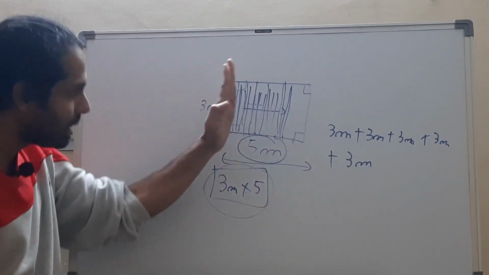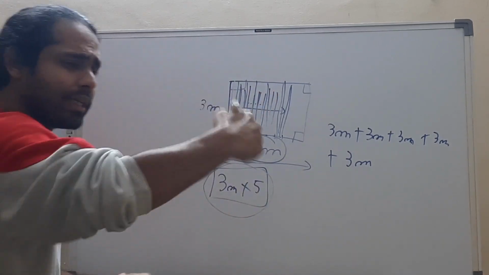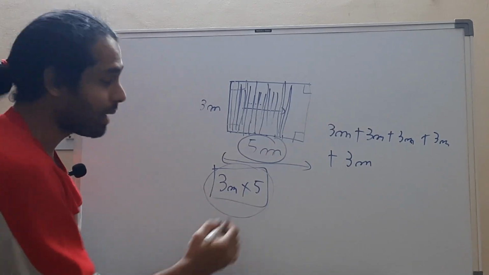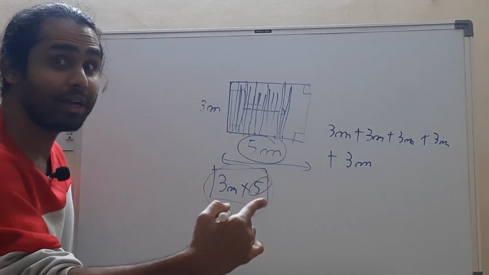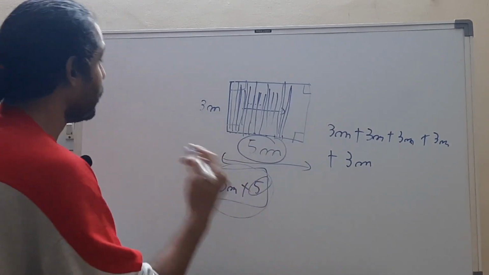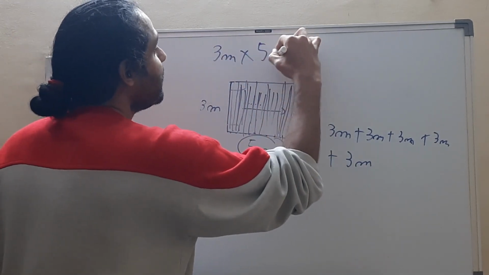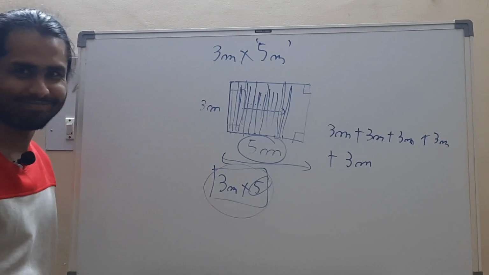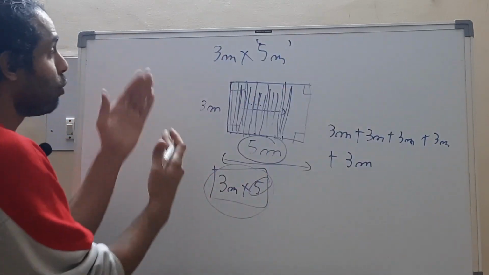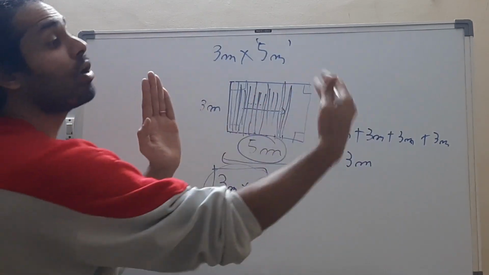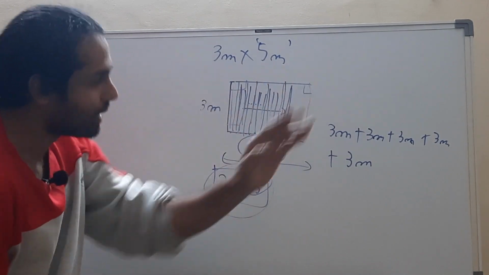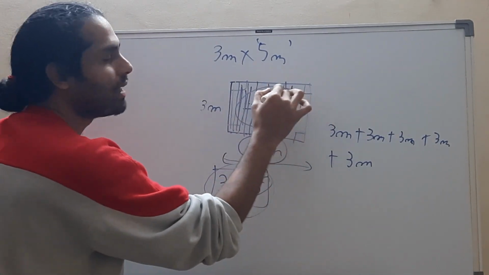So 3 meter, 3 meter, 3 meter, keep adding it. How many times? Not 5 times, not 100 times, not 1 million times. We are adding it 5 meter number of times. That many times. That means we are adding 3 meters for a length of 5 meters, every point. That will cover the entire area.